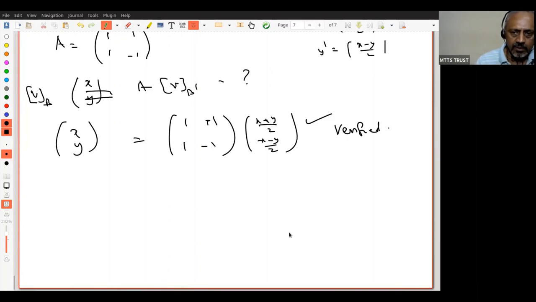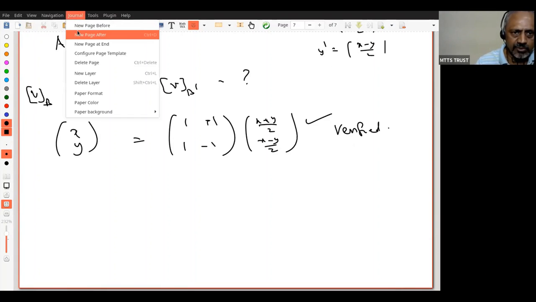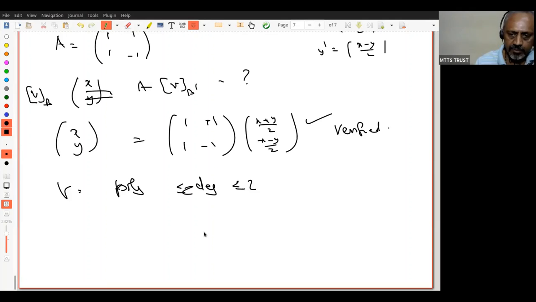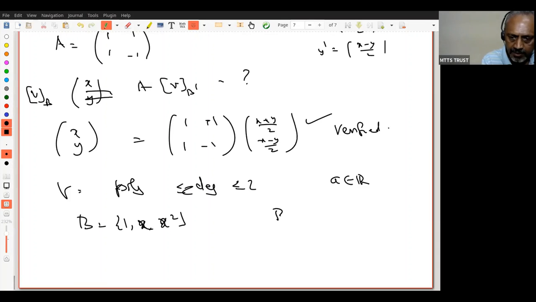Okay. So let us do one more example, with that I will stop. So the second thing, let us look at where V was polynomials of degree less than or equal to 2. Then what did we find? We fixed a real number a and looked at basis B, which consists of 1, x, x squared, and B dash: 1, x minus a, and x minus a whole squared, right? Okay.